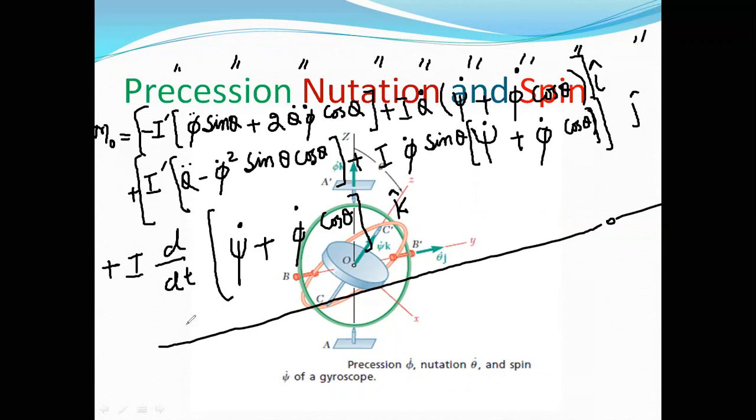And finally, I'm reaching this expression. Okay. So if students find some problem in taking the cross product, they can contact. Otherwise, the cross product is quite straightforward. And the final expression that we will obtain is this expression, and this expression describes the motion of the gyroscope.